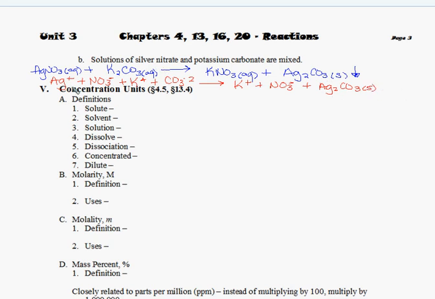And then just to wrap up, we would convert it into a net ionic equation by just removing anything that was a spectator. So potassium ions would be spectating, nitrate ions would have spectated also. And now we can see a very reduced amount of information for a net ionic equation, just showing the silver ions joining the carbonate ions to make the silver carbonate.